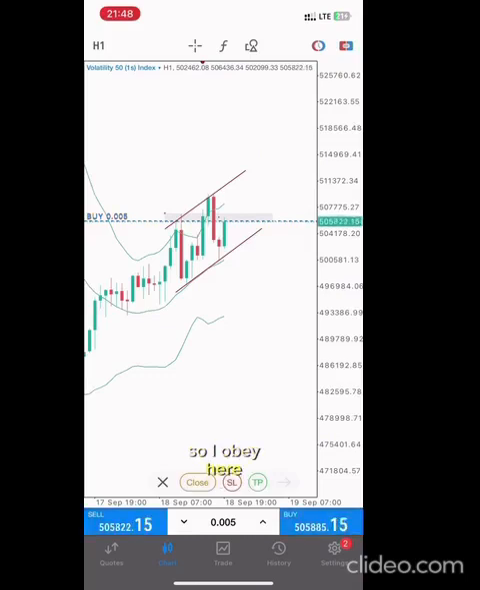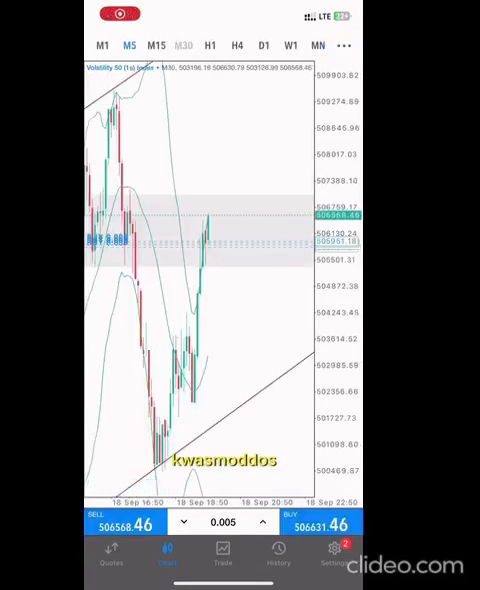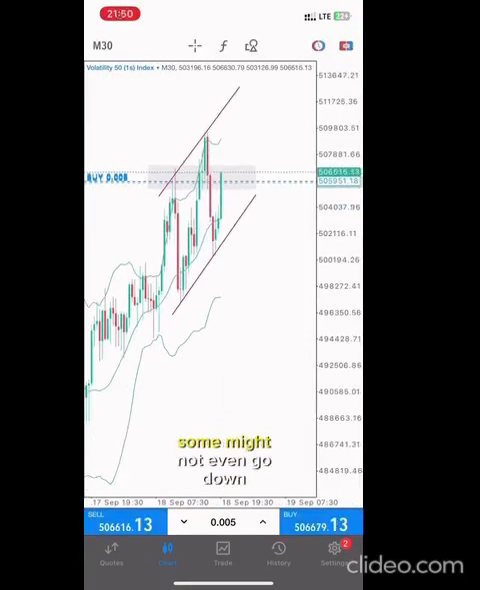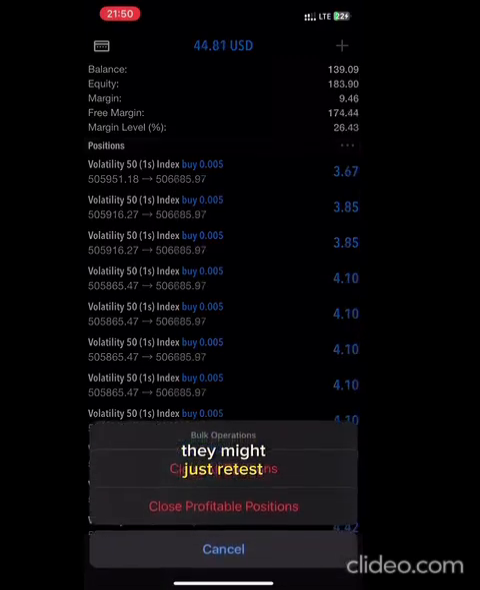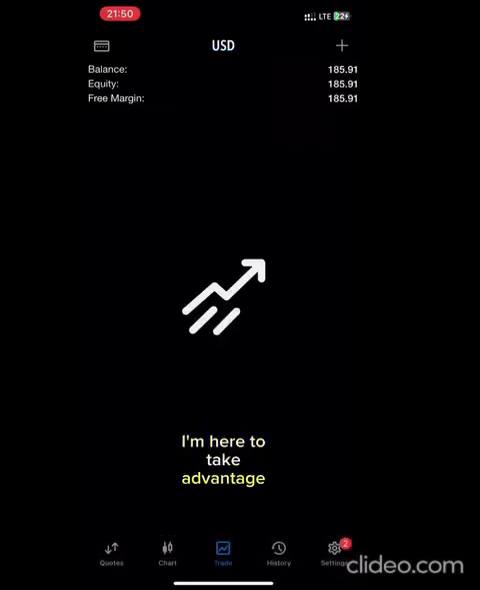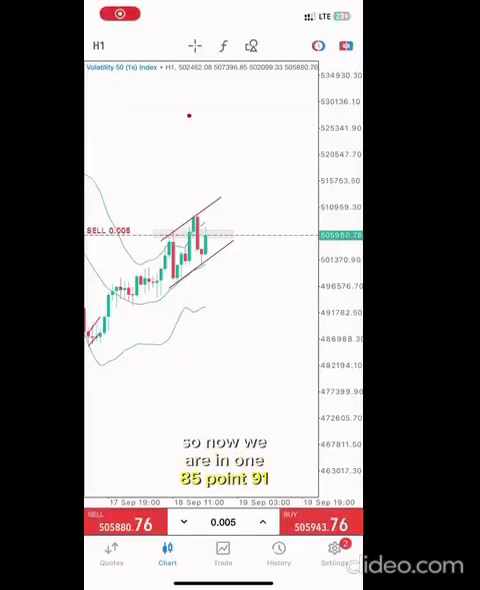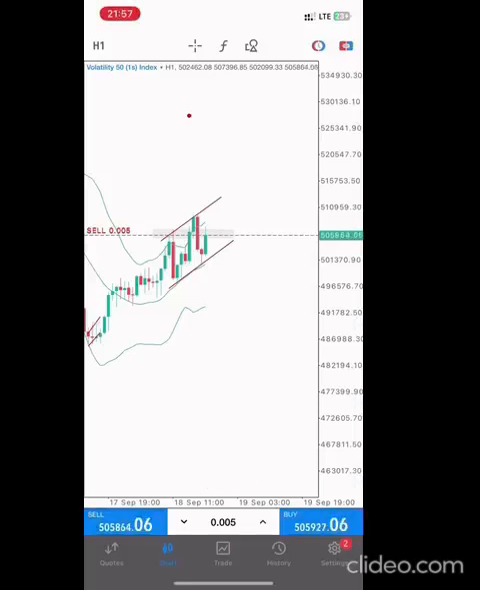So I will buy here so that it goes up to get the stop losses of the early sellers. Then it will go down. So the thing with the Quasimodo, there are two types of Quasimodos. When it eventually goes down, some might not even go down, they might just retest. But as for me, I'm here to take advantage of that. So now we are in 185.91. I can eventually sell.